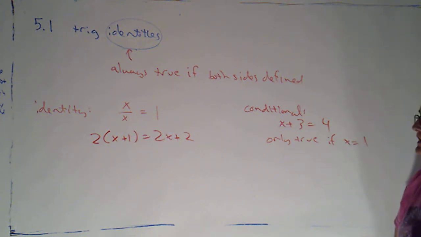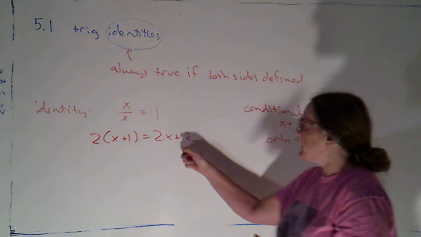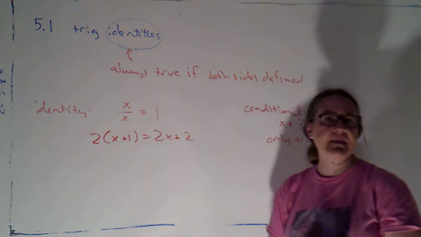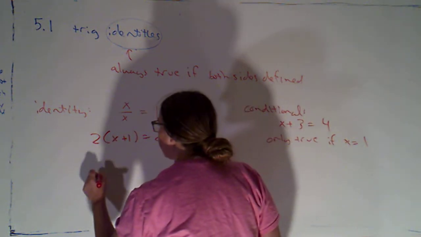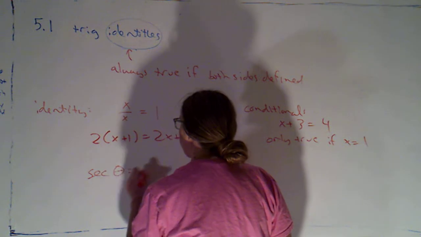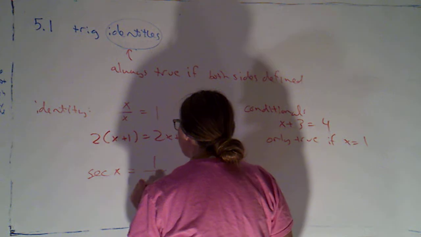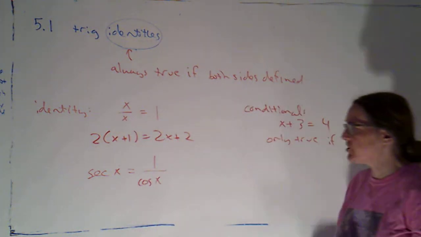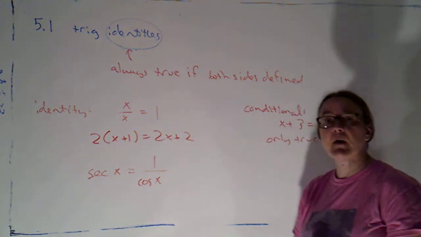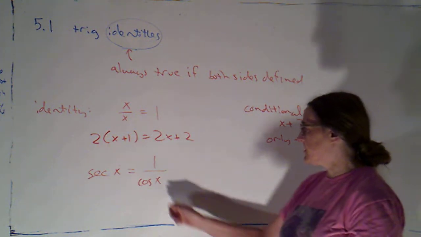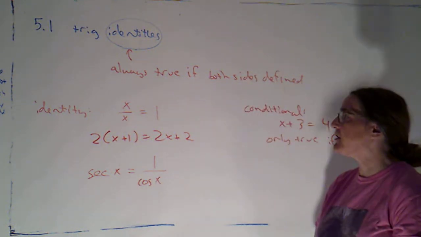Identities, on the other hand, are things that are always true as long as both sides are defined, and they can be useful because they give us options for how we can write things. So an example of a trig identity, I could just take the definition of secant. Secant of x is 1 over cosine x. Now that's a definition, but that's also an identity. So that is something that's always true whenever both sides are defined, which of course is whenever cosine of x isn't 0, so not at odd multiples of pi over 2.